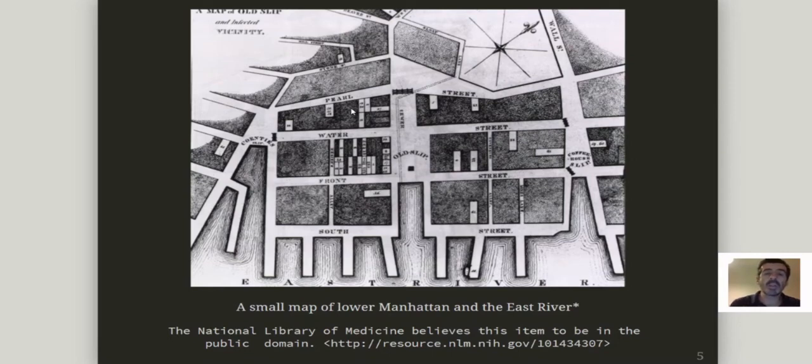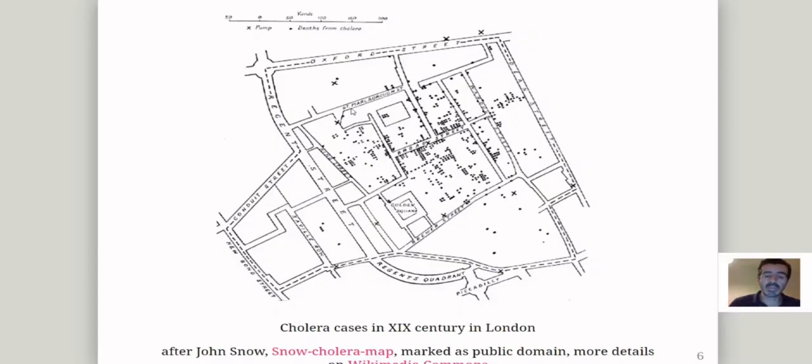So let's have a look at another map. This is probably the most famous map in epidemiology. It shows a cholera outbreak in London in the 19th century. And this map was made by John Snow, who is considered to be the father of epidemiology.